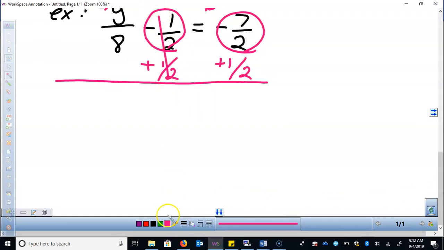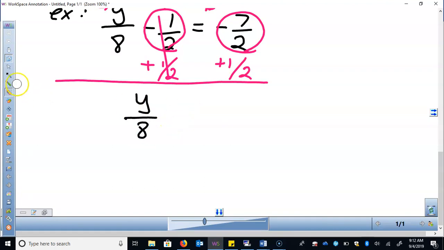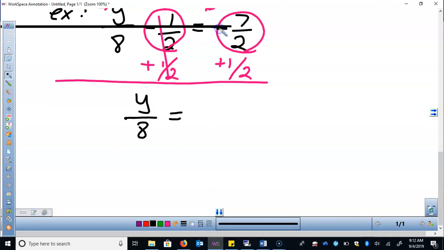Okay. The 1/2 cancel, b equals 0. So y divided by 8 plus 0 is just y divided by 8, whatever that is. We do not know yet, but we will. So now we have this other side.